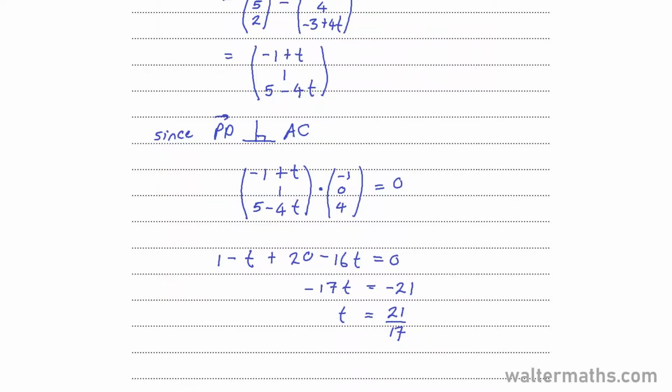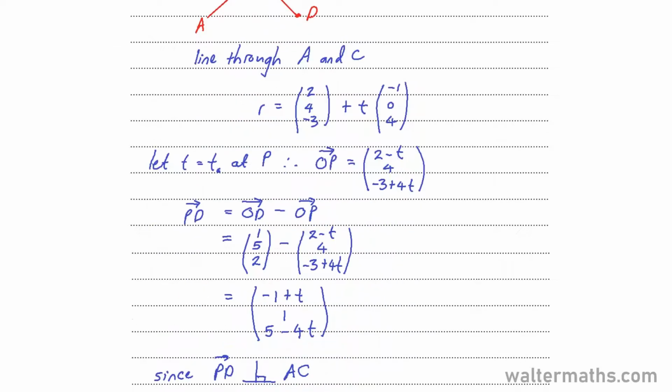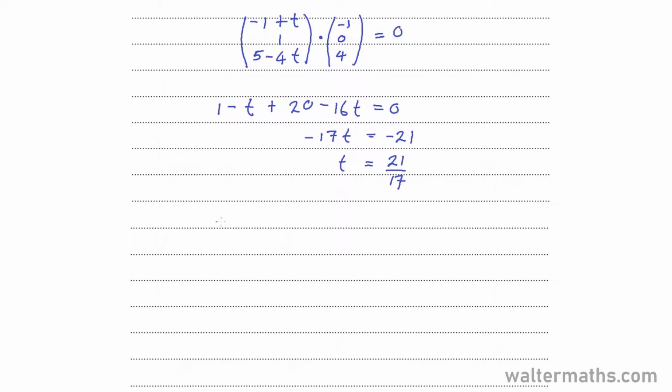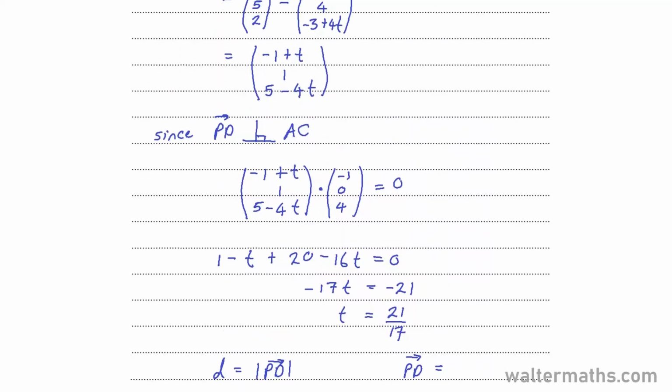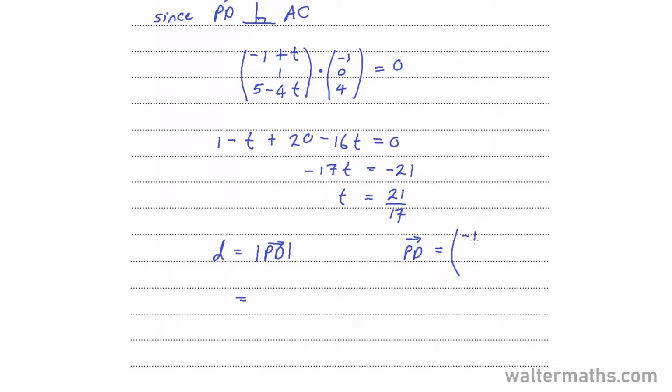So we now have the value of t, and now we can find the length d, which is the shortest distance of D from the line through A and C. So d is the same as PD here. So let's have that. We are saying here d is equal to PD, or the modulus of the vector PD. Now the vector PD is what we got right above here. That's minus 1 plus t, 1 and 5 minus 4t.